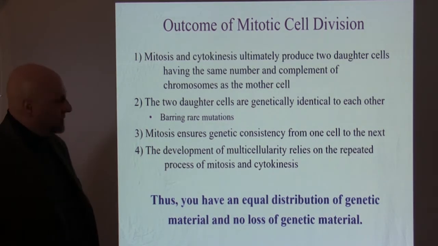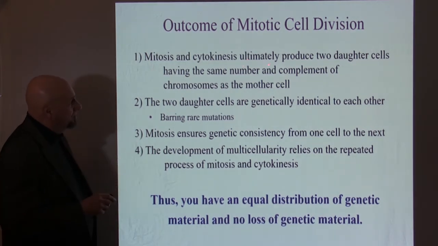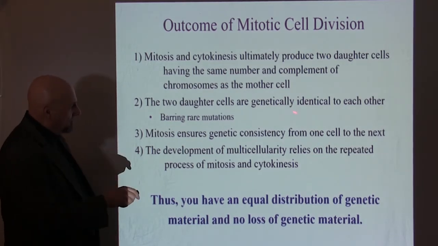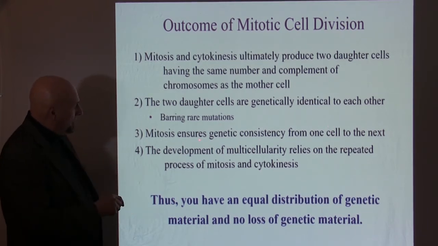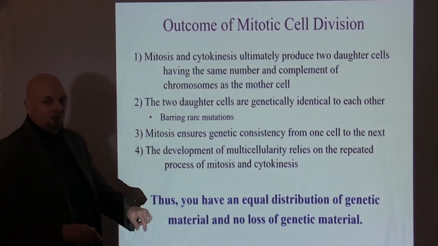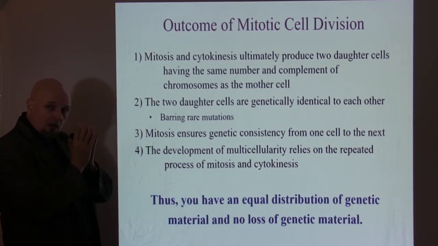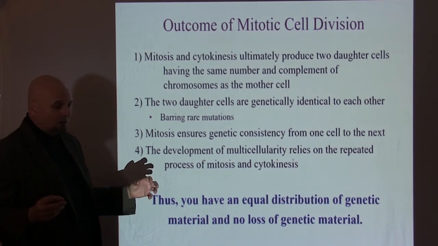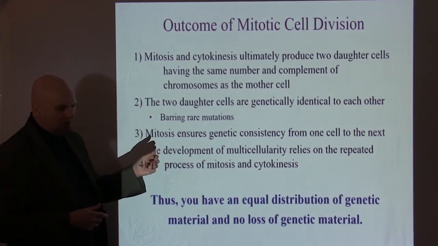So the outcome of mitosis. Basically, mitosis and cytokinesis produce two daughter cells. They have the same number and complement of chromosomes as the mother cell. Okay? They're genetically identical to each other, barring any rare mutations. They ensure that you have genetic consistency from one cell to the next. So there's not a mixing of DNA, it's just a replication of the DNA and then a separation. So they are genetically identical. As I said, sometimes rare mutations occur. We'll study those in a different chapter.